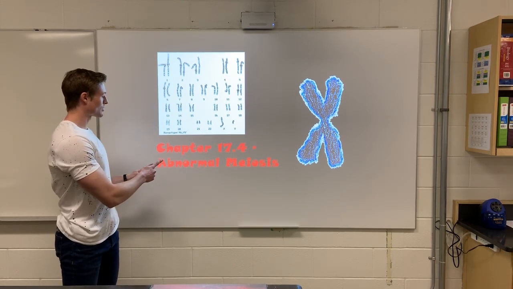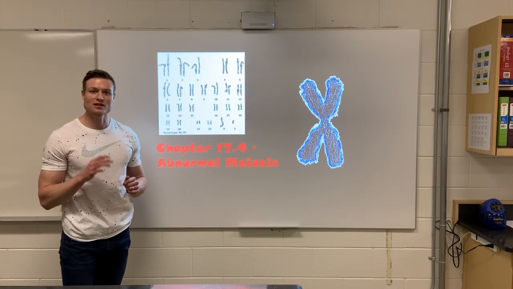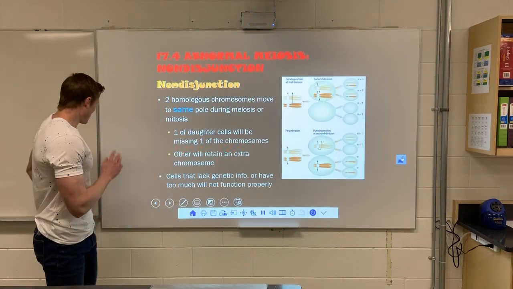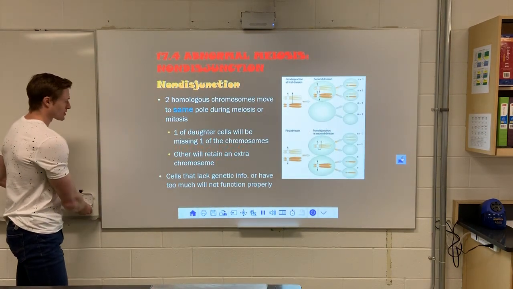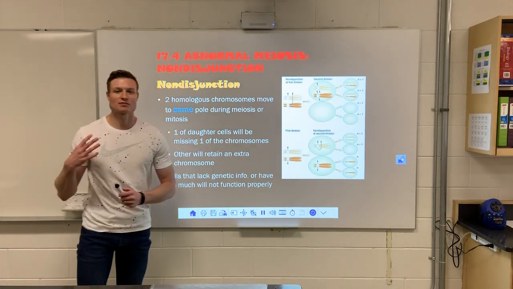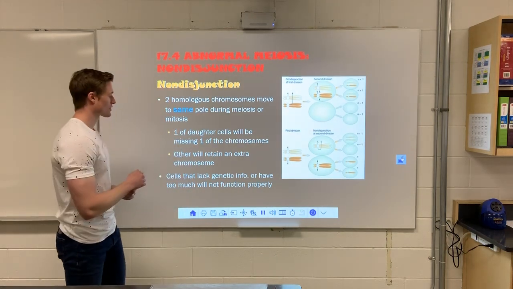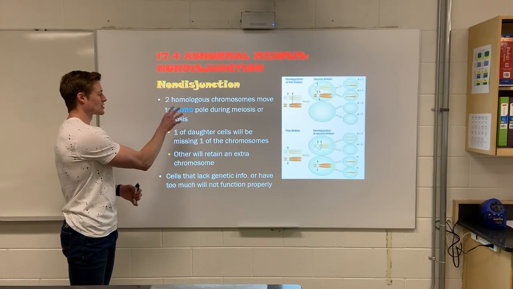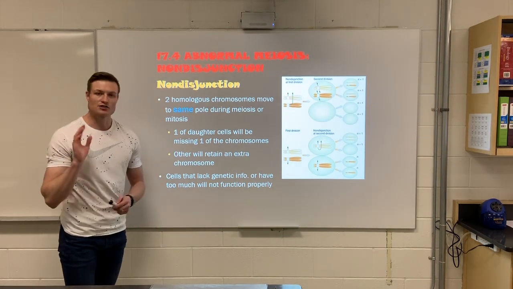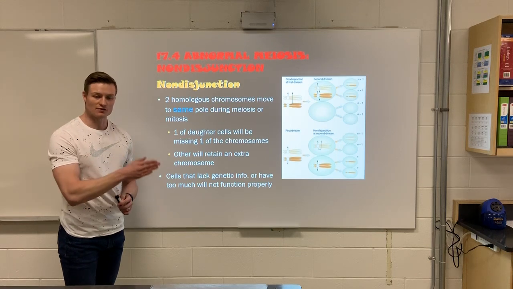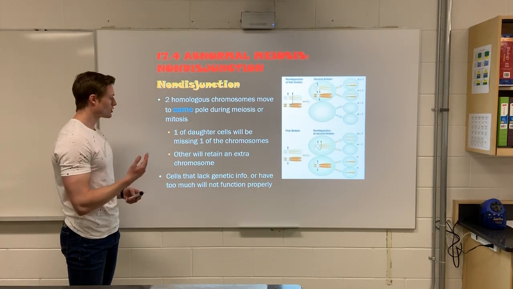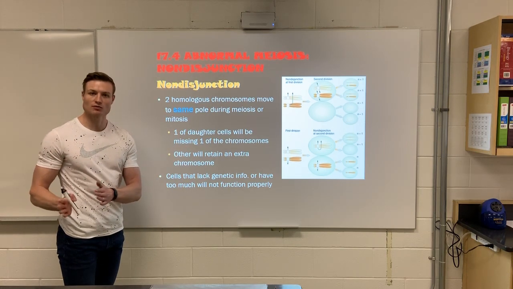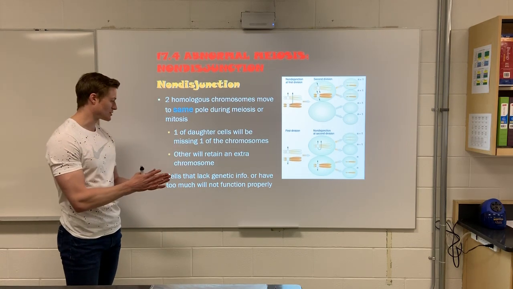Today we're going to talk about abnormal meiosis and what occurs during nondisjunction. So, when we talk about nondisjunction, we're going to discuss what happens when something goes awry with meiosis. For example, if two homologous chromosomes stick together and they don't split up during anaphase, either anaphase 1 or anaphase 2, you will end up with a situation where one daughter cell will have one extra chromosome and one daughter cell will be missing a chromosome.